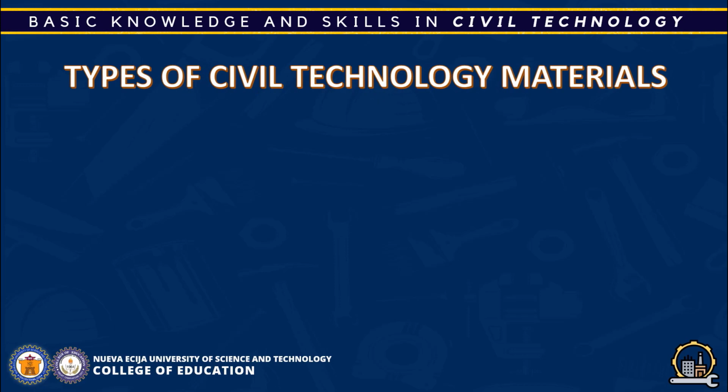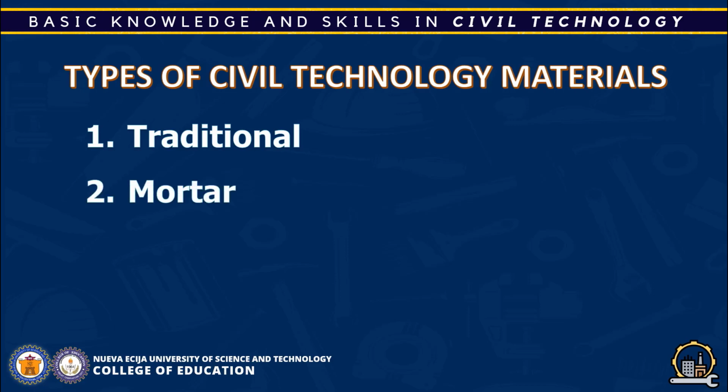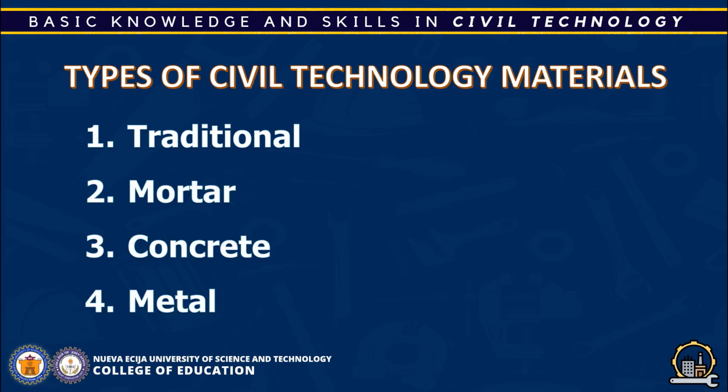A civil technology material is any material used in the construction industry. Here are some of the most common types of materials used in civil technology applications on or in construction projects: traditional, mortar, concrete, and metal.